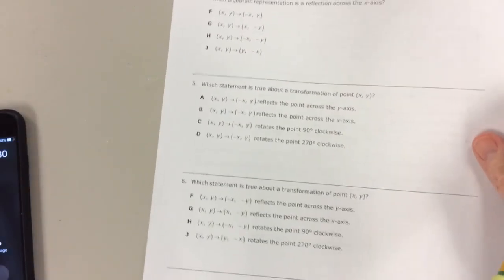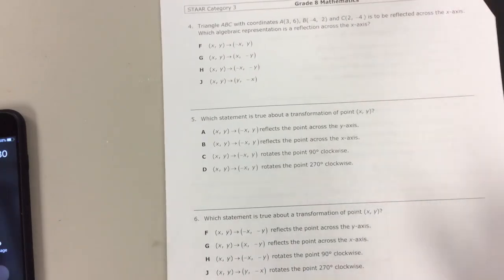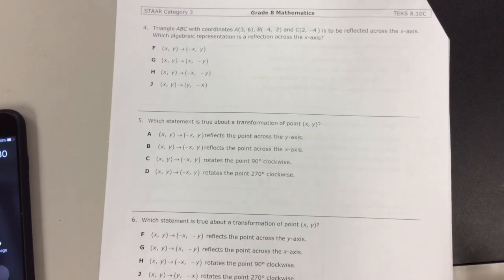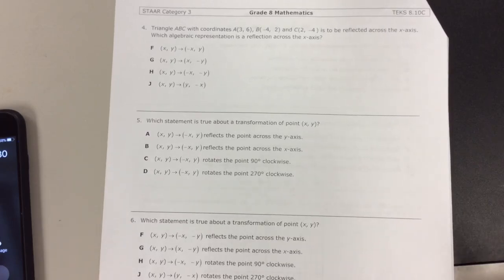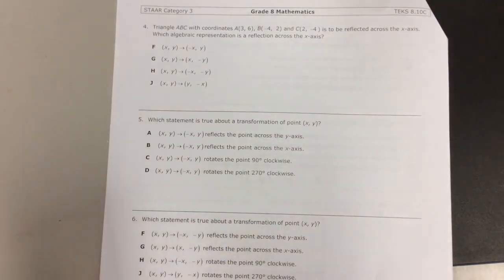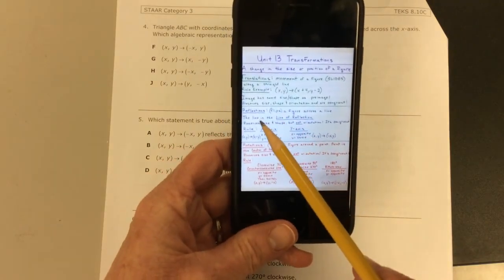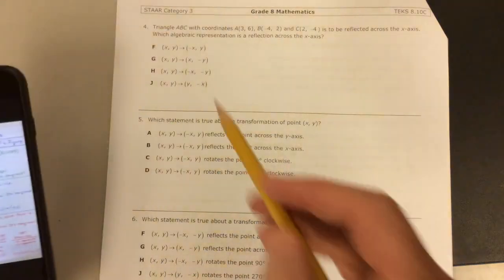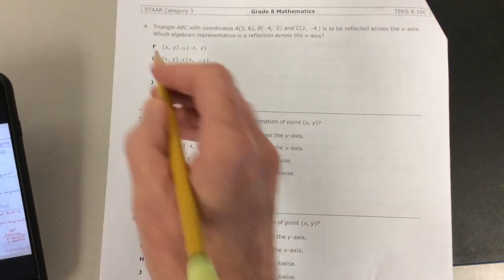Let's look at number 3. Triangle ABC with coordinates A, B, and C is to be reflected across the x-axis. What is the rule for that? Okay, let's look. Oh, my phone's ringing. That's okay. Let's look at this rule. Here we go. It's going to be reflected across the x-axis. Here's the rule. It's going to become (x, negative y). Your answer is G.